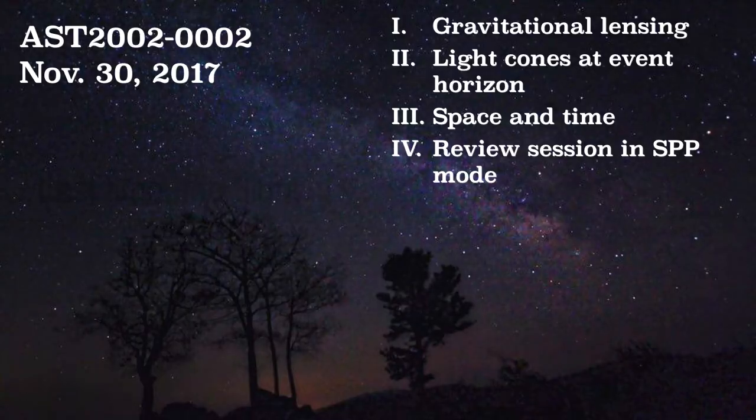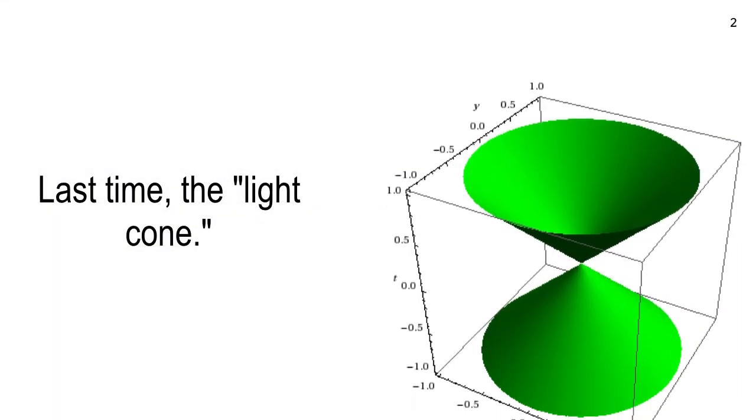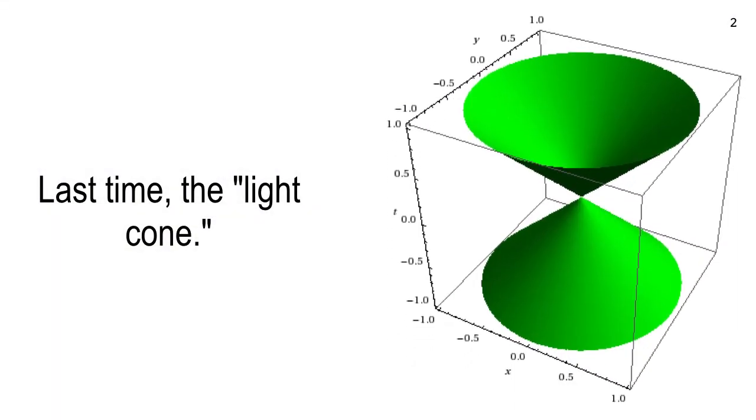But let's get back to gravitational lensing and black holes. Last time we talked about the light cone, and we also talked about escape velocities, and I want to mention a few escape velocities to you right now. So go ahead and add this to your notes. The escape velocity for a black hole is the speed of light or greater.